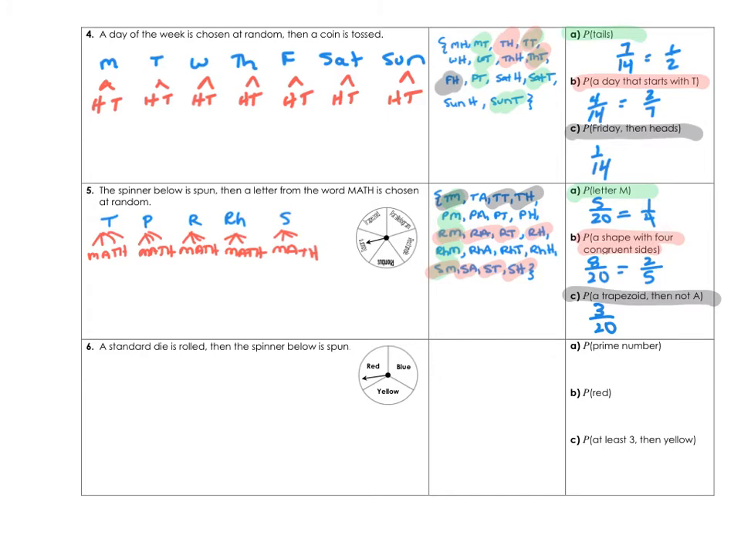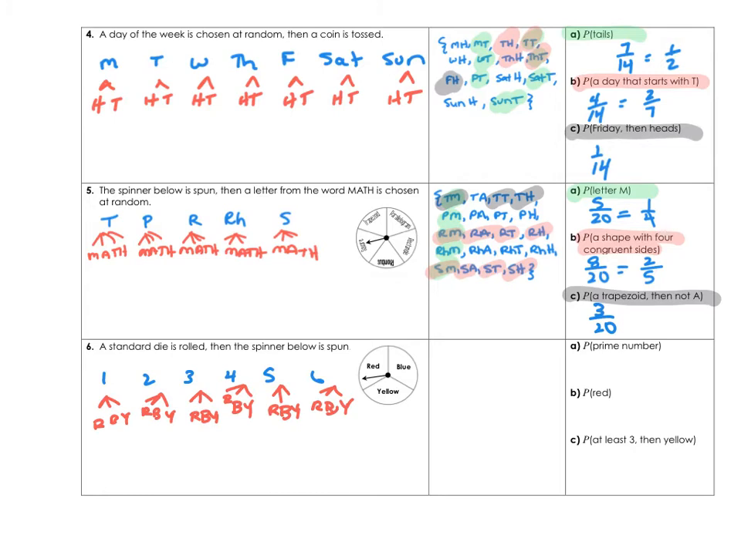All right, now we can move on to this die here. So we've got a standard 6-sided die, and then the spinner is spun. So we've got 1, 2, 3, 4, 5, 6. All of those could happen. And then we've got red, blue, yellow, repeated for each number.